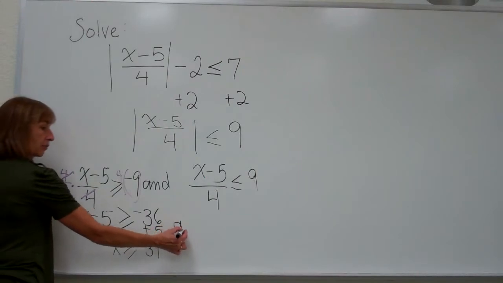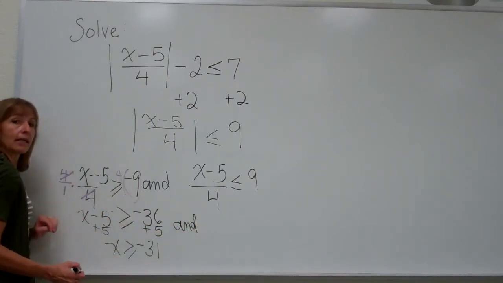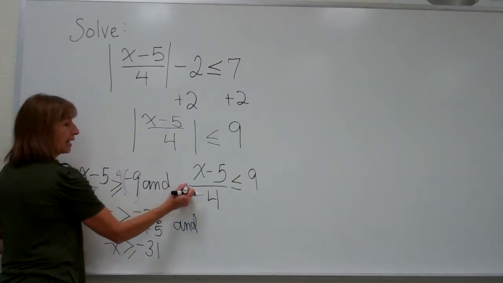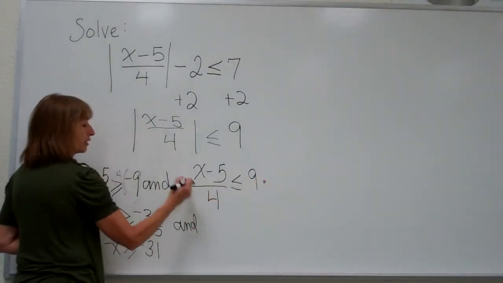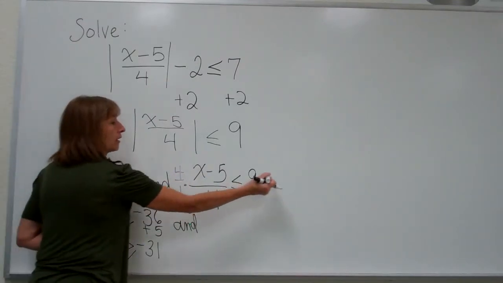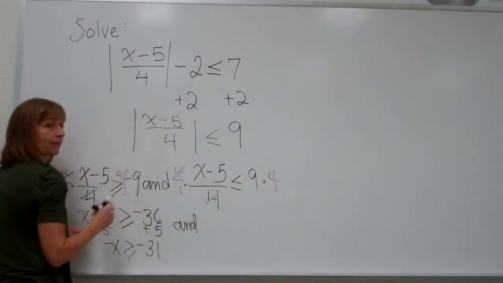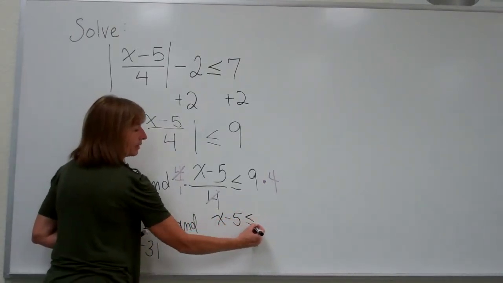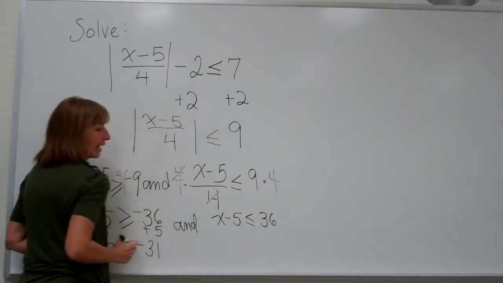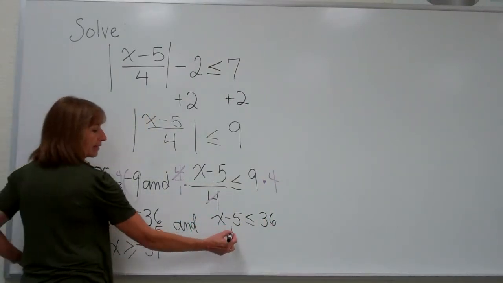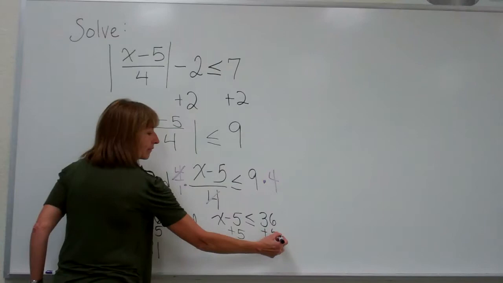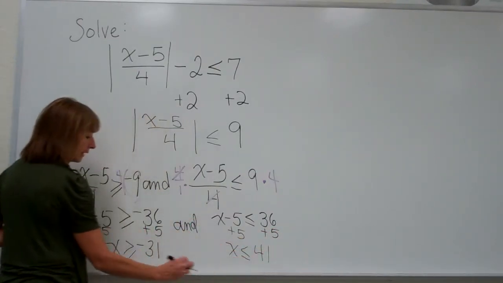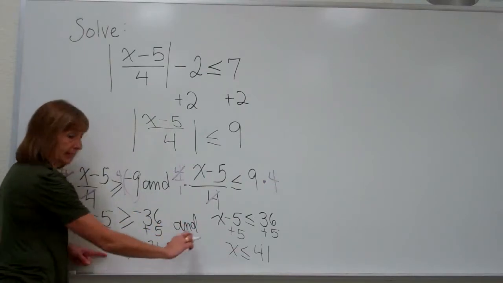But it also has to be true, so we're going to say and. This (x minus 5) over 4 has to be less than or equal to 9. So again, we're going to remove our fraction by multiplying both sides by 4. We get x minus 5 is less than or equal to 36. And then when we add 5 to both sides, we get x is less than or equal to 41. Now that's our compound inequality solution.